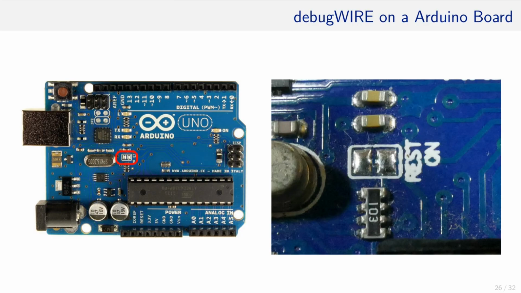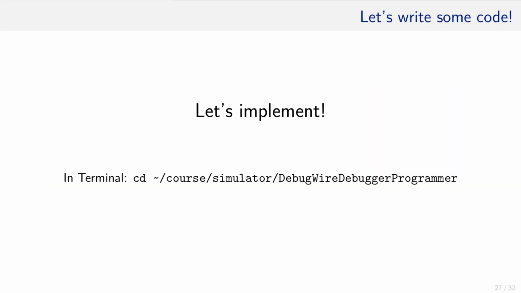I'm going to connect the ISP interface, as well as the debug wire and power supply. I copied the code for the DebugWireDebuggerProgrammer to the shown directory in the VirtualBox image, or it is also attached as usual to the resources folder. It is a bit different to the one that can be downloaded from GitHub. I added the functionality to read out the extended I/O as well, as we will see in the following example.